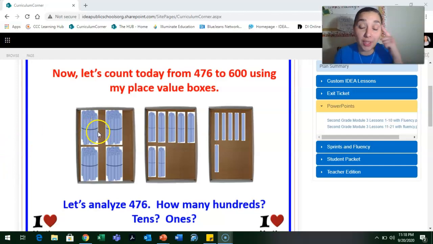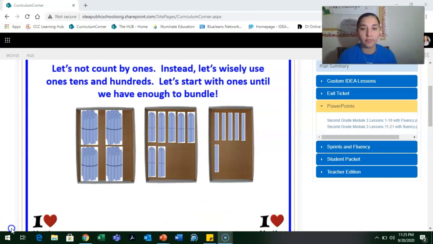100, 200, 300, 400, 410, 420, 430, 440, 450, 460, 470, 471, 472, 473, 474, 475, 476.